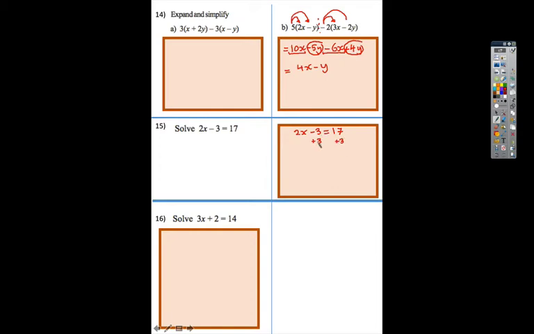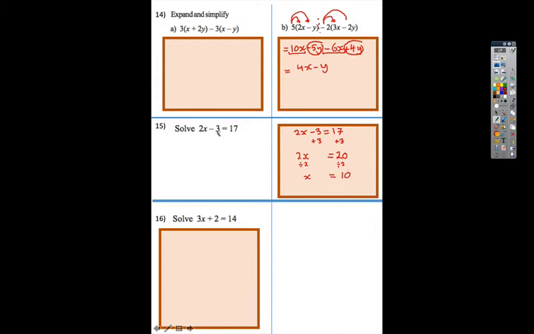This minus 3 plus 3 simplifies to nothing. So on this side of the equal sign, we're just left with 2x. Now, 17 plus 3 is equal to 20. So 2x is equal to 20. Now, there's a times there between the 2 and the x. So we're going to divide it by 2. We need to do the inverse. Divide this side by 2. And that gives you x equals 10.